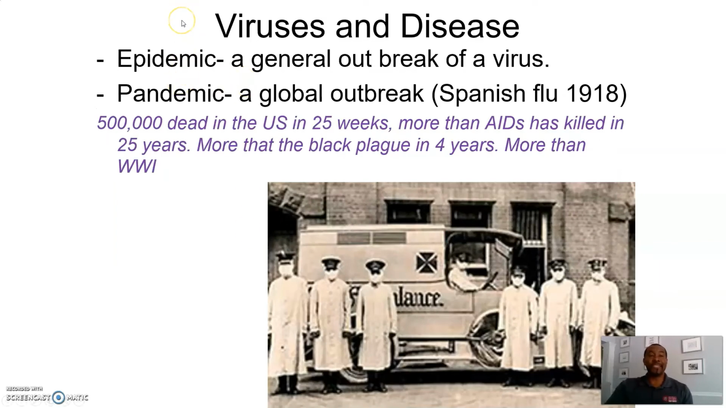Throughout history, we've seen lots of epidemics and pandemics. An epidemic is a general outbreak of a virus. A pandemic is when it goes global. One of the worst viral pandemics we've ever seen was the Spanish flu of 1918. Over 500,000 people died in the US. That's a lot of people. That happened over the course of about just 25 weeks. And that's more people than AIDS killed in 25 years, more people than the Black Plague killed in 4 years. That's more people that even died in World War I. The Spanish flu is a pretty serious outbreak. Here, check out this video clip for more details.